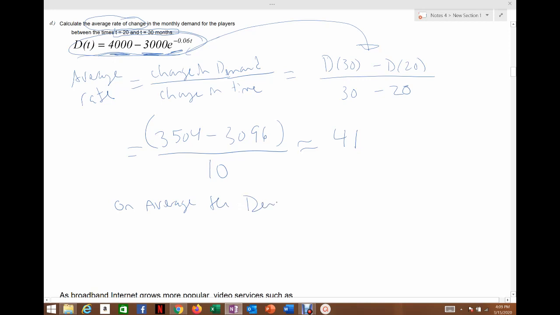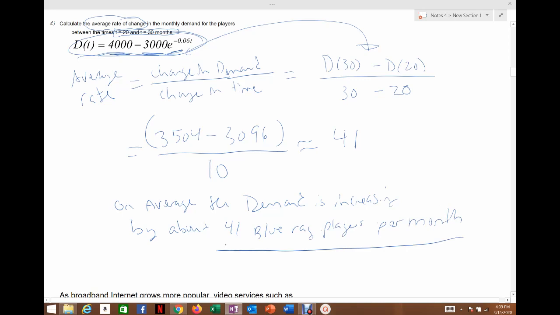the demand is increasing by, again, I rounded, 41 Blu-ray players per month. All right, so on average, between 20 and 30, between those months, over that 10-month period, the demand for the Blu-ray players was increasing by about 41 Blu-ray players per month. On average, again, just an average.